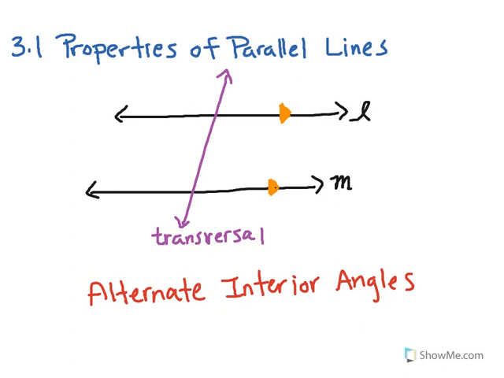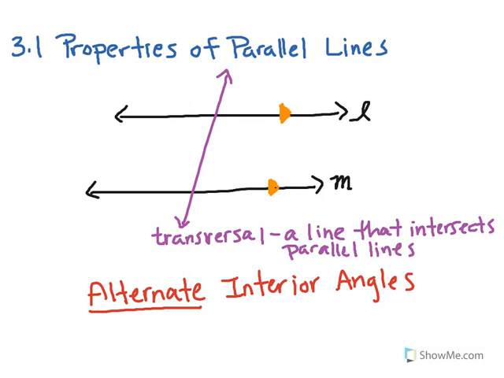The reason why they're called alternate interior angles is because these two particular angles are on alternate sides of the transversal. In this picture, there's a purple line, and it's called the transversal, which is a very fancy word for a line that intersects two parallel lines. Alternate means these two angles have to be on different sides of that transversal. The interior part means that they are on the inside of the parallel lines.